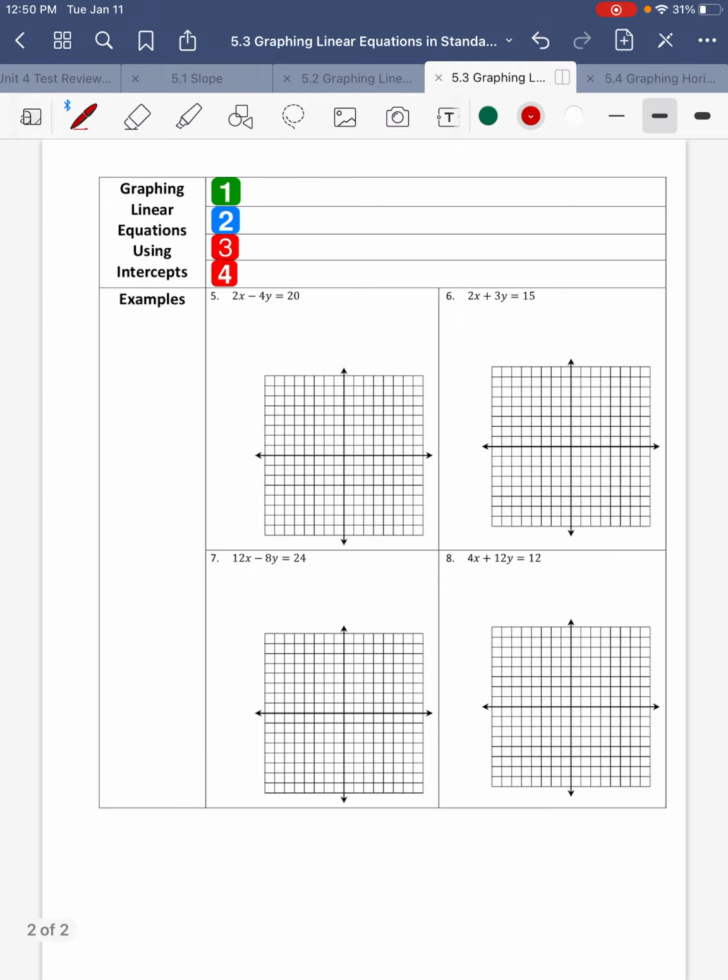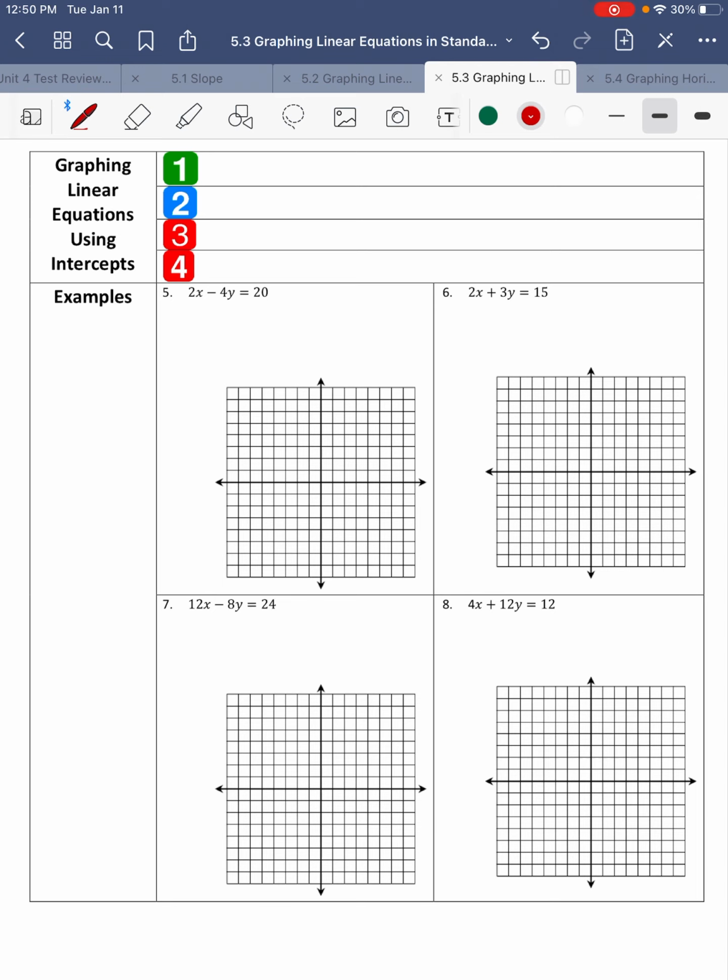All right, now instead of using slope-intercept form, we're going to graph using the intercepts. So the first thing is you're going to set x equal to 0, then solve for y. And this will be your y-intercept. Then set y equal to 0, and solve for x. When you solve for x, that's going to be your x-intercept.